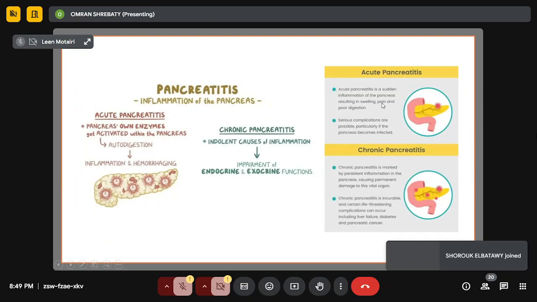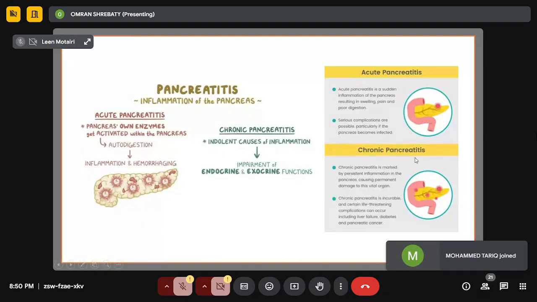Always they are going to mention in the scenario that he's having a sharp sudden pain which radiates to the back. A serious complication is possible, particularly the pancreas becoming what? Infected after having the acute pancreatitis and the inflammation. Many bacteria can go there and contaminate it.